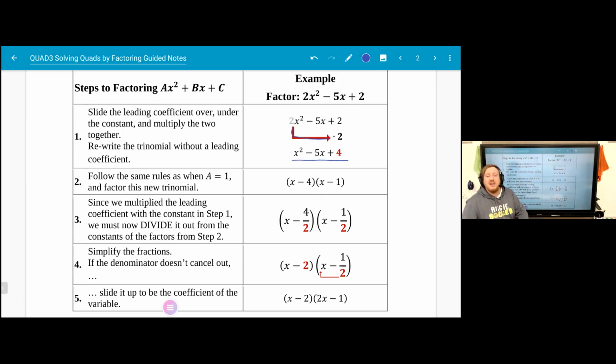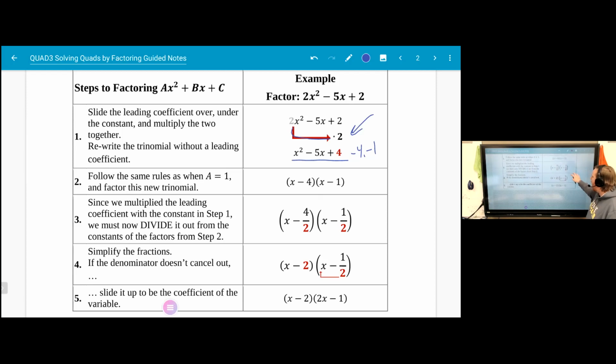Now we're going to follow the same rules as we just did before. What multiplies to positive 4 but adds to negative 5? Well, that's negative 4 and negative 1. So we end up with x minus 4 times x minus 1. We knew how to do that. Now we've done the slide part, and now we need to do the divide part. That number that you slid over, always have that in mind. That 2 that we slid over, now we're going to divide it into both constants. We're going to divide the negative 4 by 2 and then negative 1 by 2.